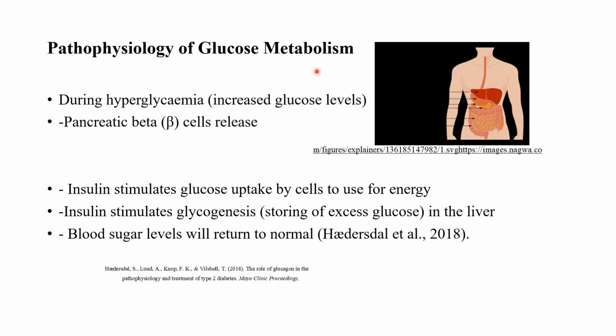Now look at an example. Let's say when we eat a bowl of pasta, it has a lot of carbohydrates and the carbohydrates will break down into glucose. During this time we have an increased amount of glucose in the blood which is called hyperglycemia. The pancreatic beta cells will sense this and release the hormone called insulin, and the insulin will help the glucose to move into the cells. Insulin also stimulates the process called glycogenesis, which means the liver will store the excess amount of glucose remaining. Then the blood sugar will return to normal.